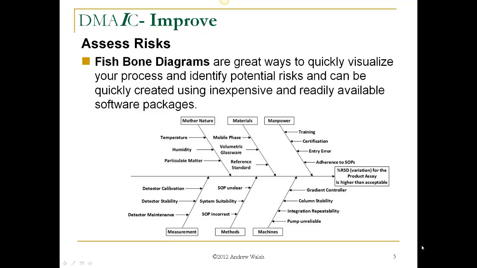Fishbone diagrams are great ways to quickly visualize your process and identify potential risks, and can be quickly created using inexpensive and readily available software packages. For instance, the diagram below was created fairly rapidly in Visio. There are other types of programs out there that are free that you can easily download from the internet.